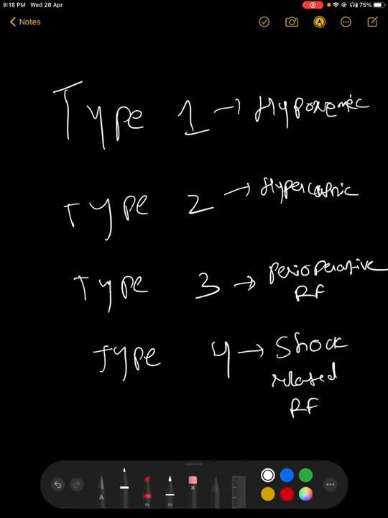But again, the management is going to be similar to type 1 respiratory failure, but this needs a specific mention because it has its own set of precipitating factors and causes. Okay, type 3. What is type 4 respiratory failure? It is nothing but shock-related respiratory failure.